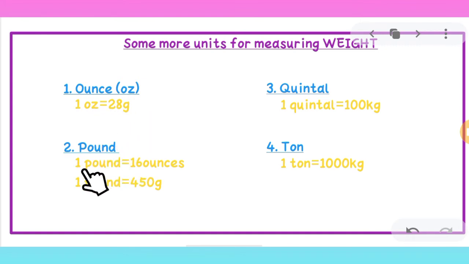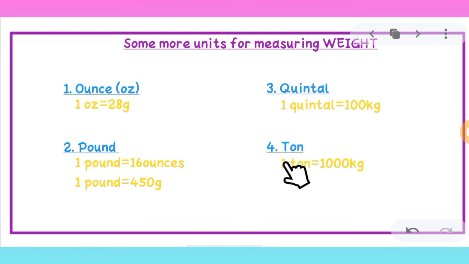Next is the pound. 1 pound is equal to 16 ounces, or you can say 1 pound is equal to 450 grams. Again, pound is also not common in India, but it is a good measuring unit for the weight of a human body. It is generally used for measuring human body weight in other countries, not in India. Next comes our quintal. Quintal is a very large unit. 1 quintal is equal to 100 kg. So whenever we have to measure very heavy things, we use this quintal.